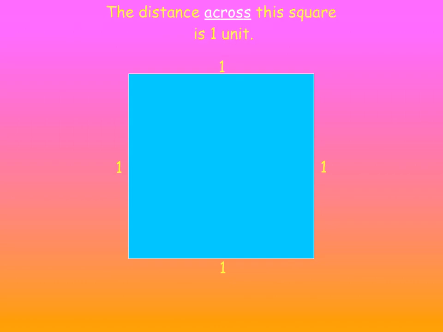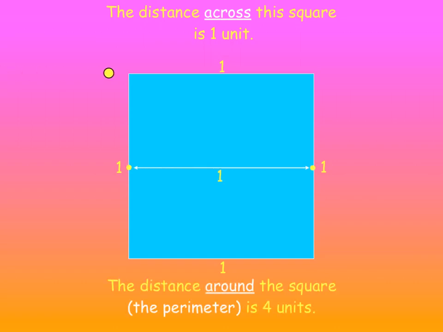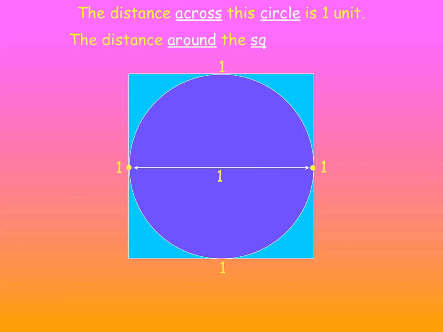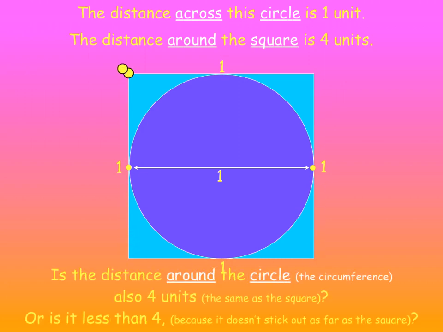The distance across this square is 1 unit. The distance around the square, that's the perimeter, is 4 units. The distance across this circle is 1 unit. The distance around the square is 4 units. Is the distance around the circle also 4 units, the same as the square? Or is it less than 4 because it doesn't stick out as far as the square?